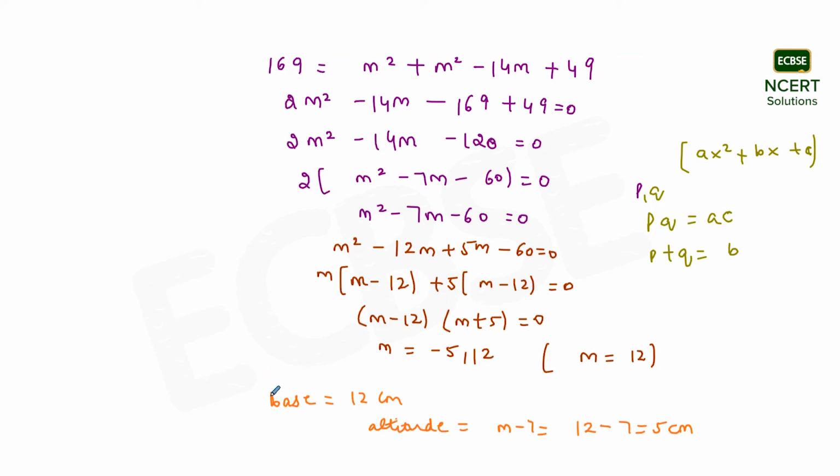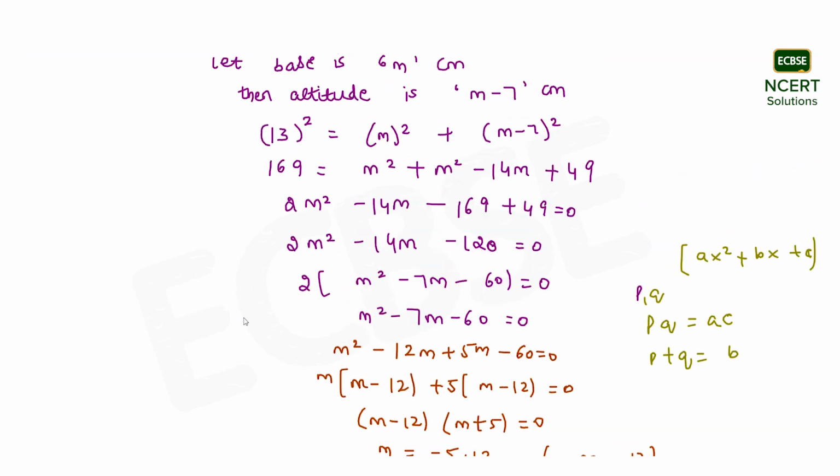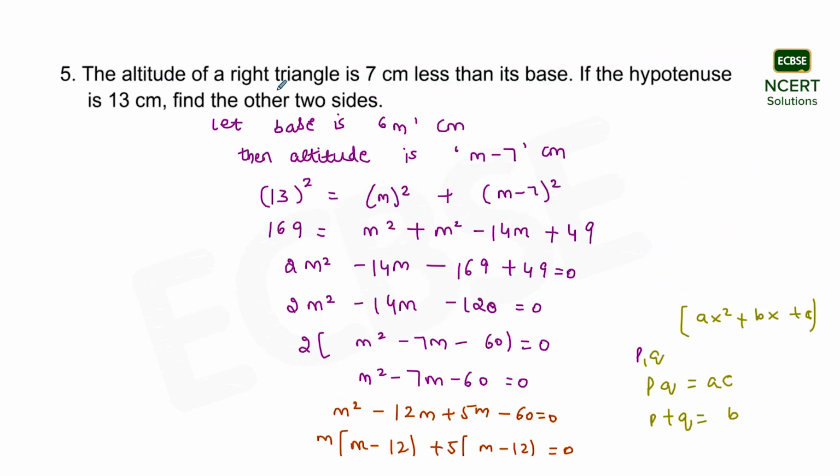So I have obtained the values for the base as well as for the altitude of the right triangle, which was asked in the question, that is, find the other two sides, the base as well as the altitude. So this was about the fifth question of Exercise 4.2. I hope this question is clear to all of you.